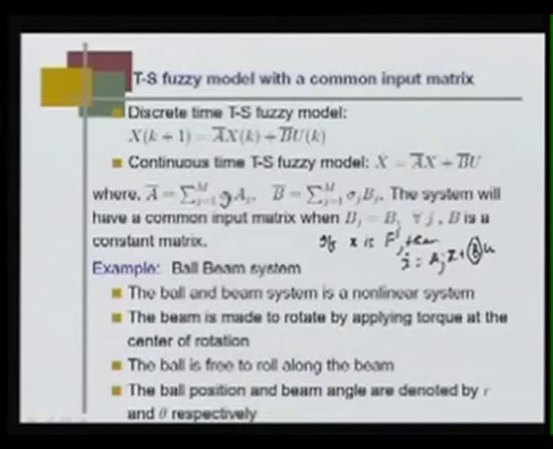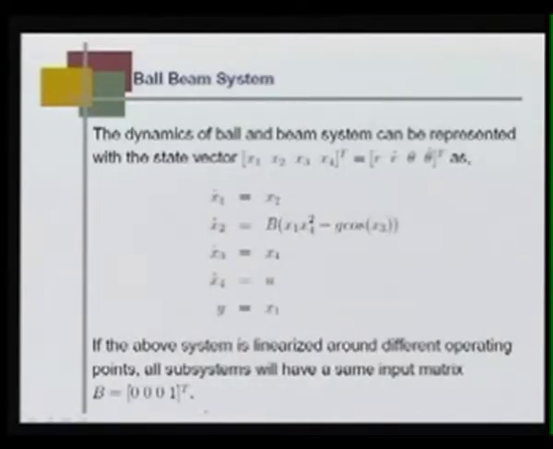Why are we interested in such a system? So, let us take a ball and beam system. The ball and beam system is a nonlinear system. The beam is made to rotate by applying torque at the center of rotation. The ball is free to roll along the beam. The ball position and beam angle are denoted by r and theta respectively. The dynamics of the ball and beam system can be represented with a state vector x 1, x 2, x 3, x 4 as r, r dot, theta, theta dot, as x 1 dot is x 2, x 2 dot is B, x 1 x 4 whole square minus g x 3, x 3 dot is x 4, x 4 dot is u, y is x 1. So, single output and single input.